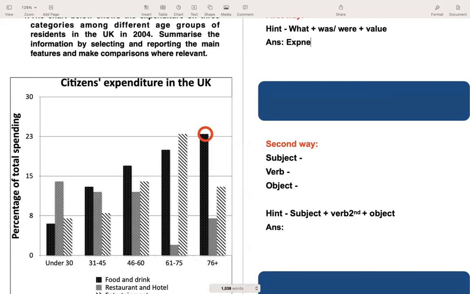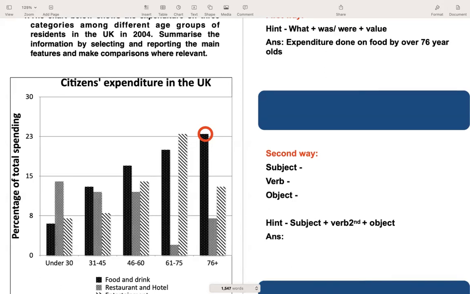So I'll write, this is the expenditure done on food, money spent on food, expenditure done on food by over 76-year-olds. Is it clear? Have I left anything? Food and drink, I'll make it food and drink. Is this black line representing this, or am I missing something? What does this black line represent? It is the expenditure done on food and drink by over 76-year-olds.